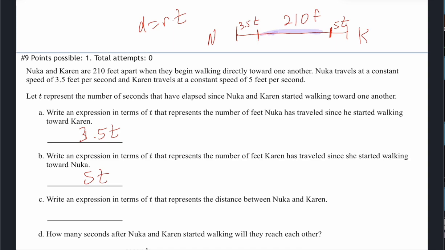And write an expression in terms of t that represents the distance between them. So if we took the total 210 and we took off the 5t that Karen walked and the 3.5t distance that Nuki walked, it would be 210 minus the total 8.5t.